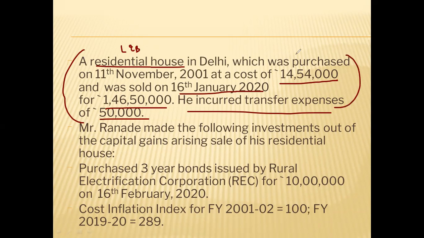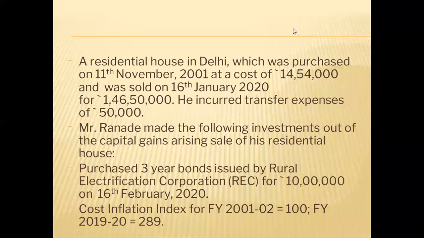So, understood everybody the question? A residential house property in Delhi was purchased in 2001-02 for 14,54,000, sold in 2019-20 for 1 crore 46 lakh 50,000. Expenses incurred in connection with the transfer are 50,000. Based on these details, we will calculate the capital gain of Mr. Ranade.